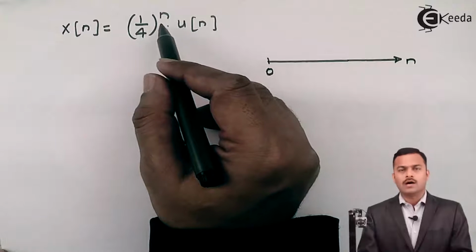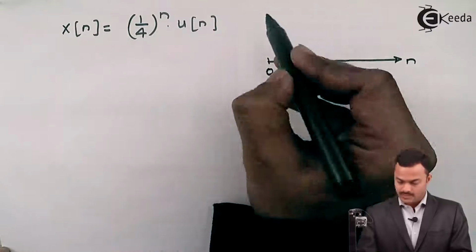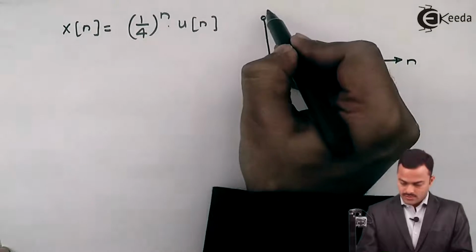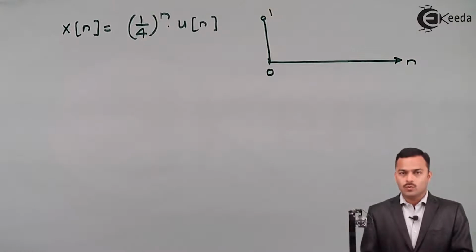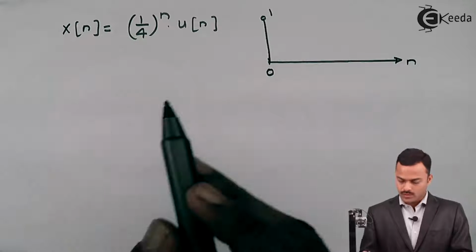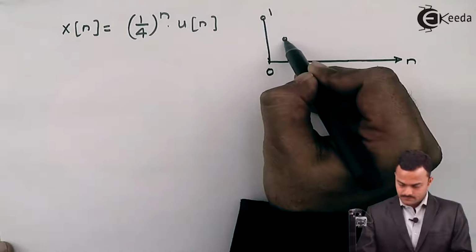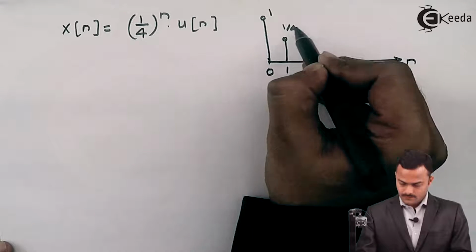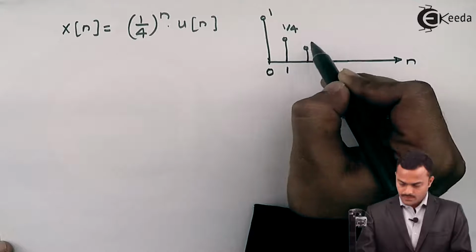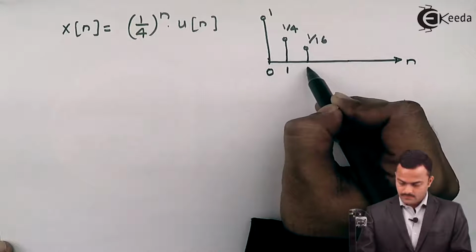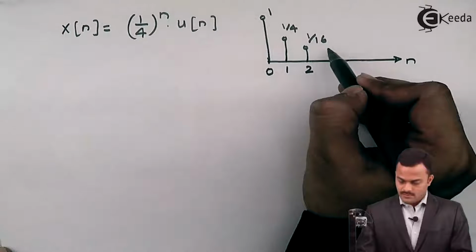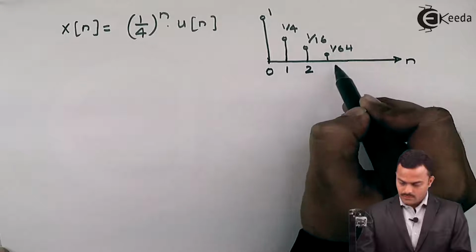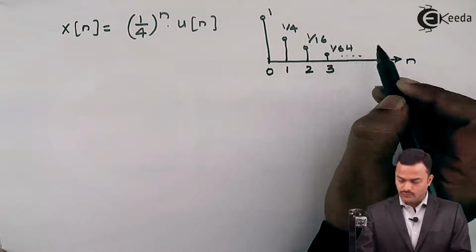So for n equal to 0, I have 1 upon 4 raised to 0, which is 1. So this is 1. For n equal to 1, 1 upon 4 raised to 1, so it's 1 by 4. Then we have 1 by 16. Then we have 1 upon 64. So on and so forth.